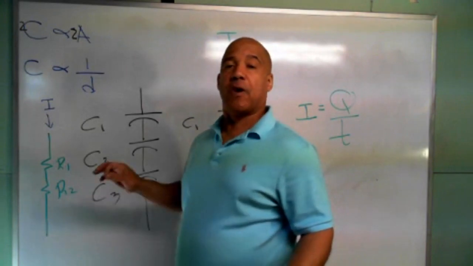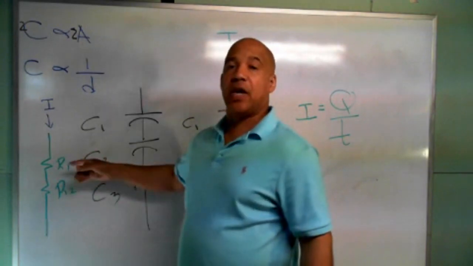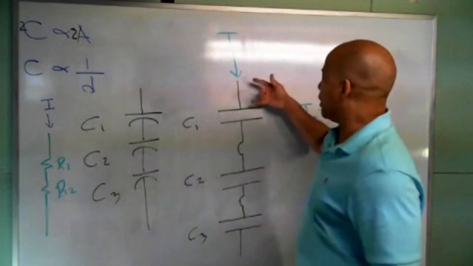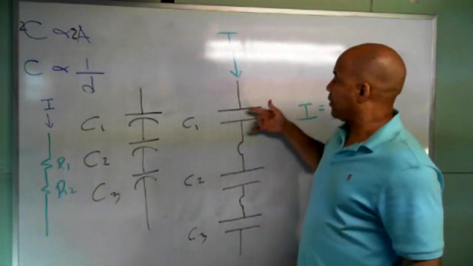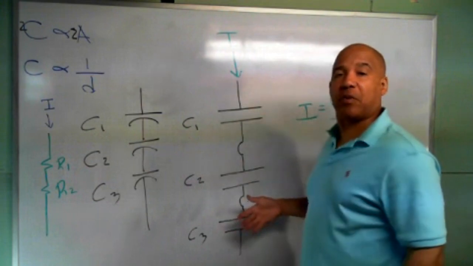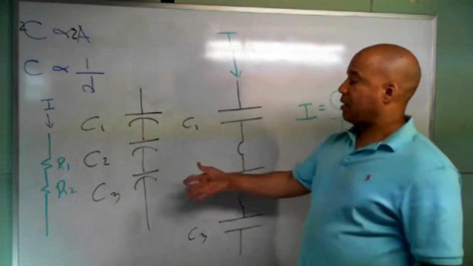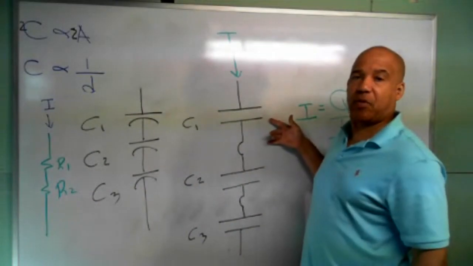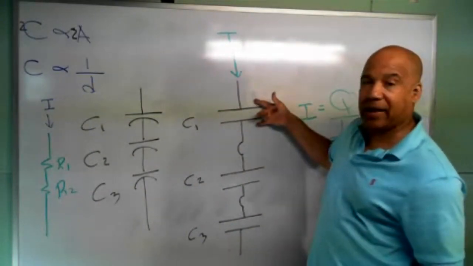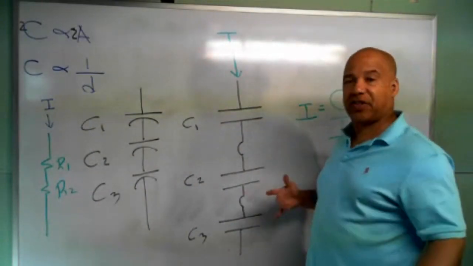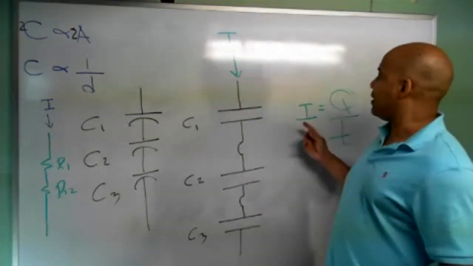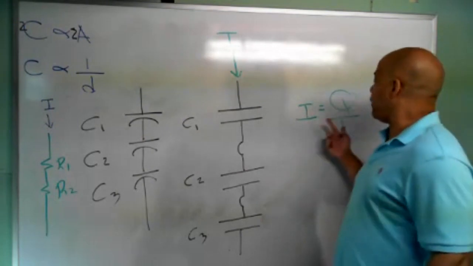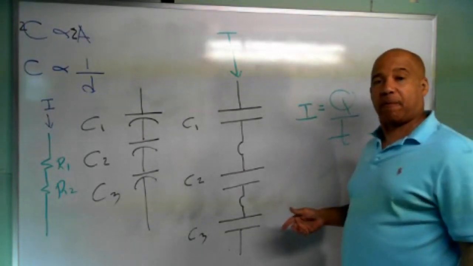What's true for current and resistors is true for charge and capacitance. What I'm saying is, once you charge this up, the charge is the same everywhere if I have them connected up in series. Over here, the current is the same everywhere. Here, the charge will be the same everywhere. So whatever charge C1 had, C2 and C3 will have the same charge because it's the current that deposits the charge on the plates. It's just the current is the same everywhere. You would expect the charge to be the same everywhere.